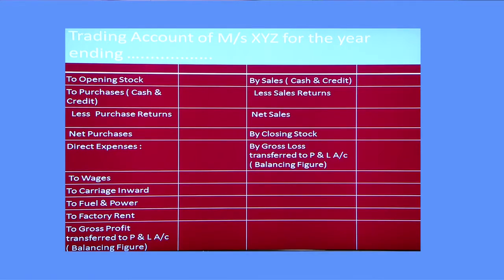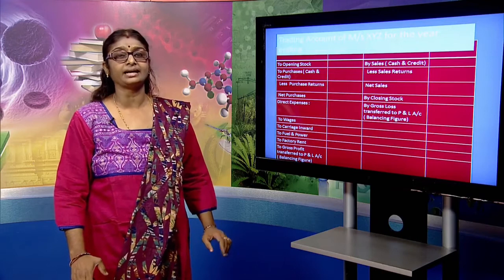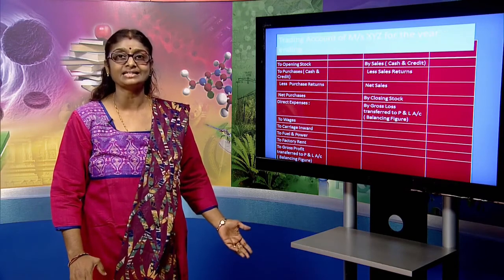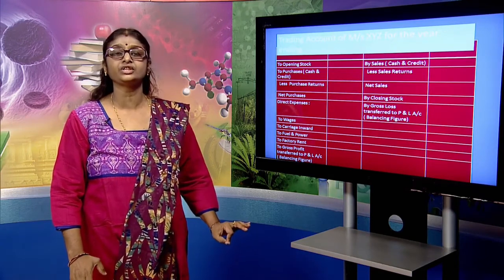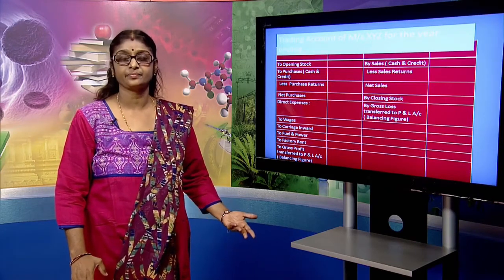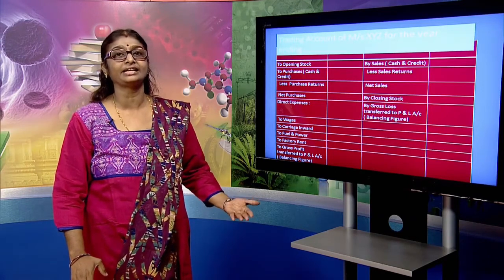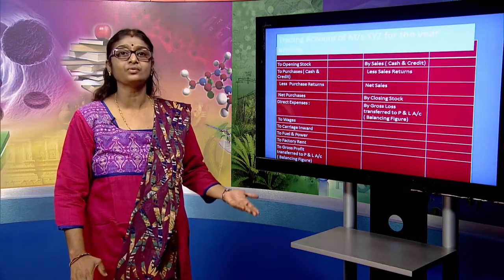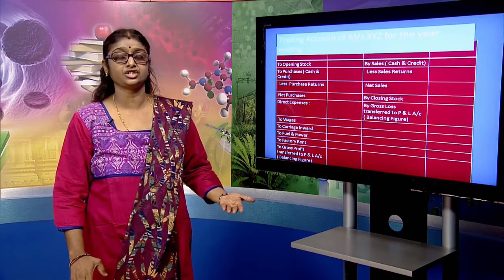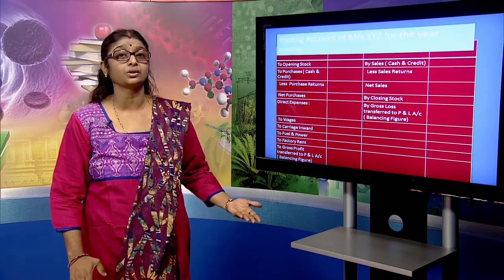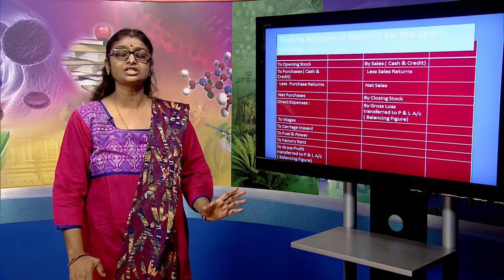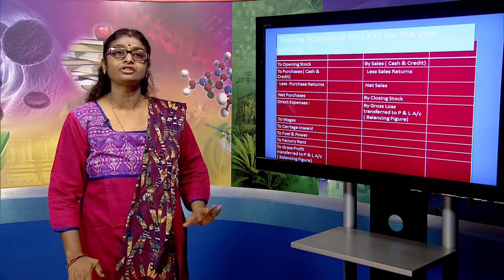Then on the credit side, that is on the right hand side of the trading account, you will write the sales. Sales includes both cash sales and credit sales. From that, you have to deduct the sales returns. Then you will get net sales. As a last item, usually you will write the closing stock. That is the stock which is lying in the factory which is unsold, which is not sold. That is the closing stock. And after writing all the direct expenses on the debit side and closing stock and sales on the credit side, you have to balance the trading account.